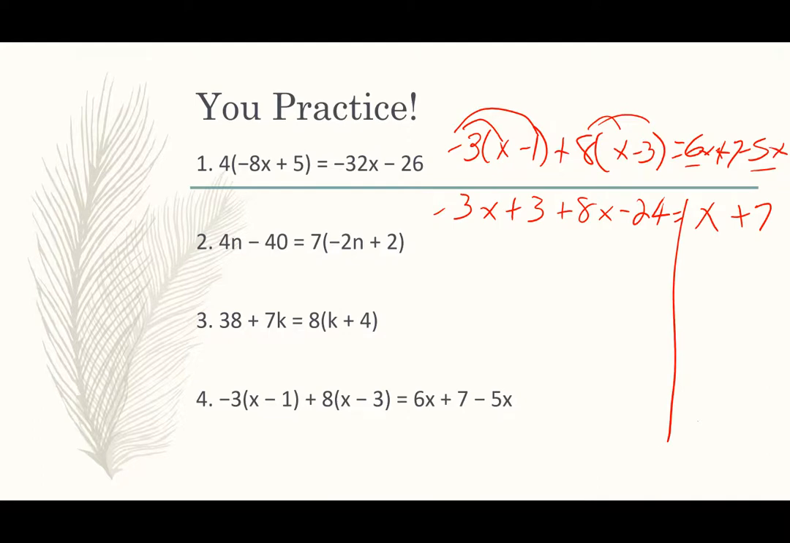So if I continue this, I can combine a couple like terms. On the left-hand side, I have these x terms. Negative 3 plus 8 is going to be 5x, just combining those. And the 3 minus 24 is negative 21, just going to combine those.